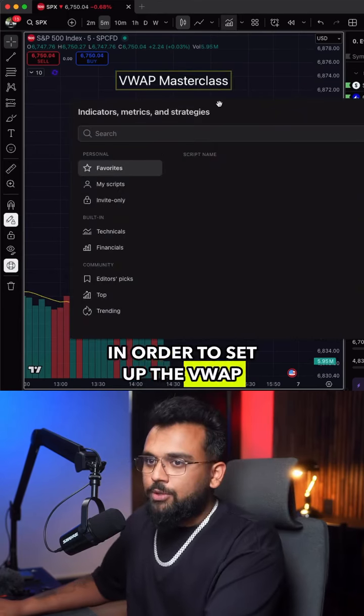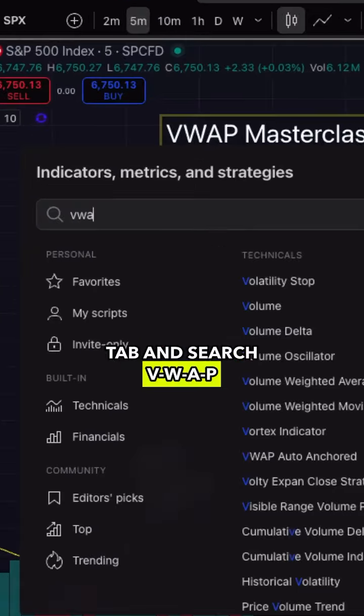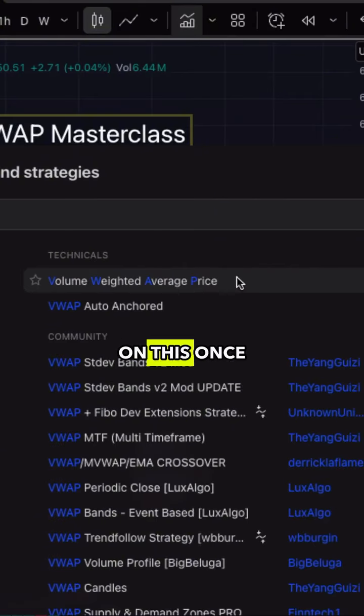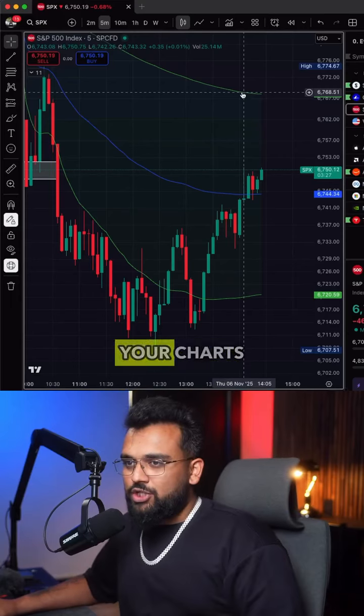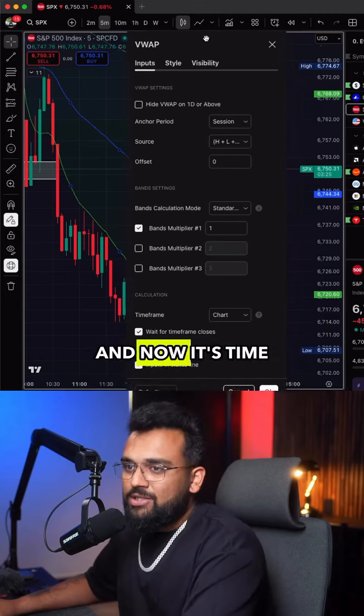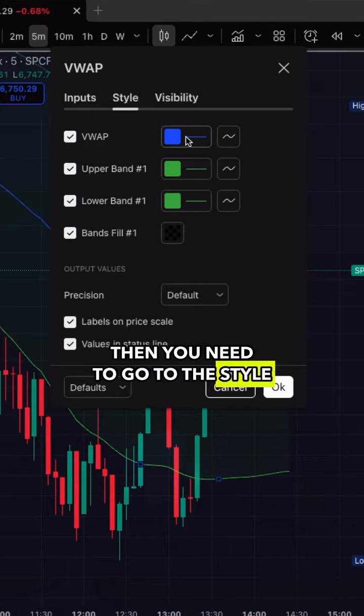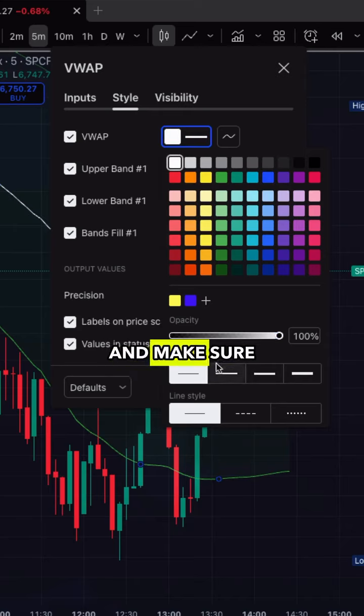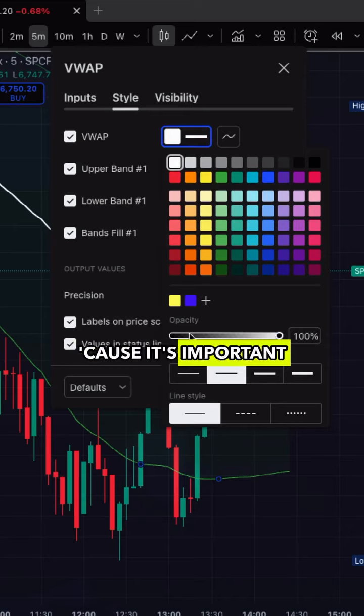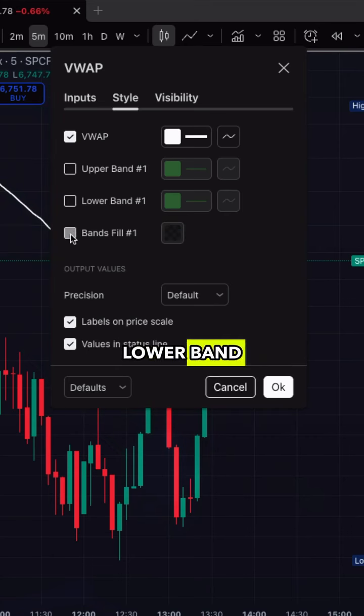In order to set up the VWAP, you need to go to the indicators tab and search VWAP, and just click on this once and you'll see this big band running across your charts. You need to double click this band, and now it's time to go to the settings. Go to visibility and turn everything off. Then you need to go to the style, make sure the color is white and make sure the thickness is a little bit thick because it's an important line, and turn the upper band, lower band, band fill off.